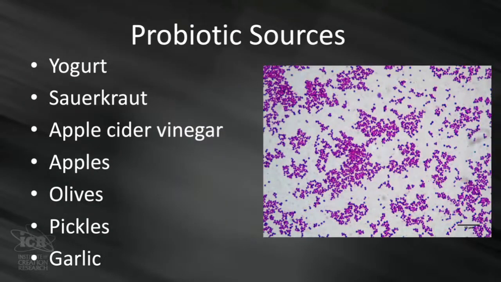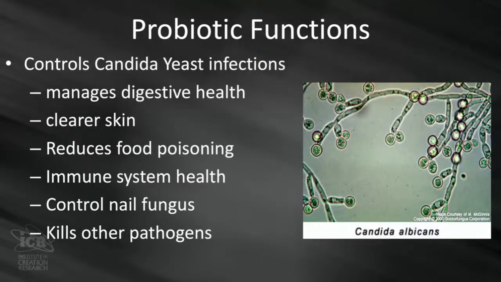Okay, sources of probiotics. And these are things which facilitate the growth of bacteria, or which actually have live bacteria, which will populate the gut or wherever. Yogurt, the most common, most well-known example. Sauerkraut, another example. Apple cider vinegar, another example. Apples, olives, pickles, garlic, and there are many other probiotic sources. So just for general health, they recommend that you include these foods in your diet.